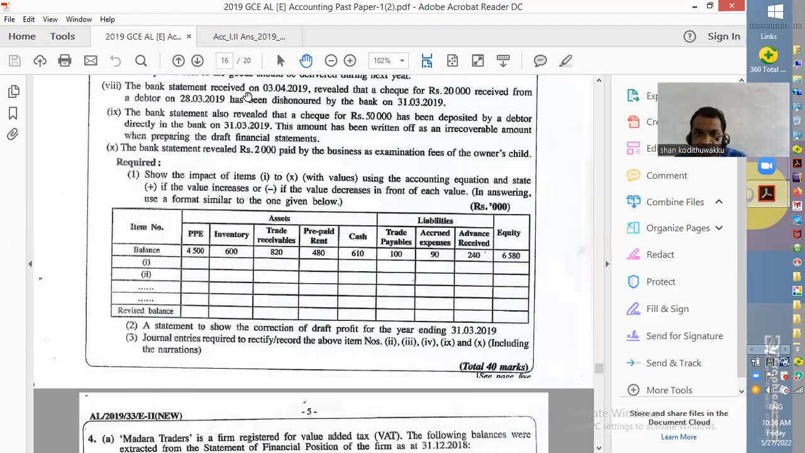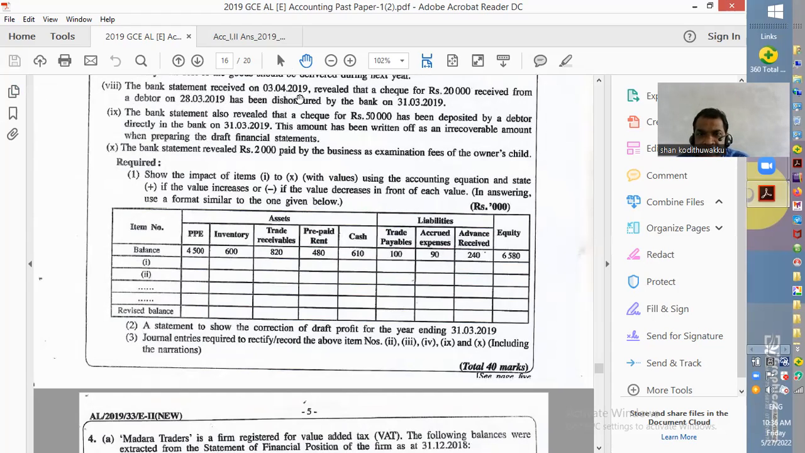The bank statement received on 3rd April 2019 revealed that a check for 20,000 received from a debtor on 28th March 2019 has been dishonored by the bank on 31st March 2019. 31st March 2019 is the last day of the current account period, and they got the bank statement in the following month, 3rd April. The check was 20,000 value from the debtor on 28 March. That means it also happened in the current account period. That means they have got a dishonored check.